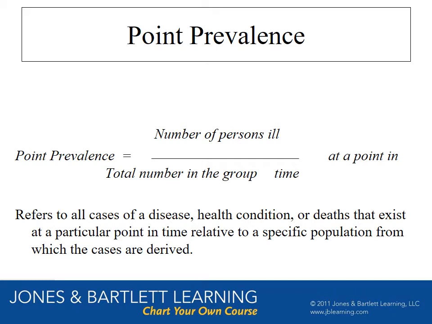A good example of point prevalence might be in a 2-week survey of diarrheal disease in a community. We ask everyone who in the last 2 weeks has had diarrhea. That would be a point prevalence of diarrheal disease in that community.